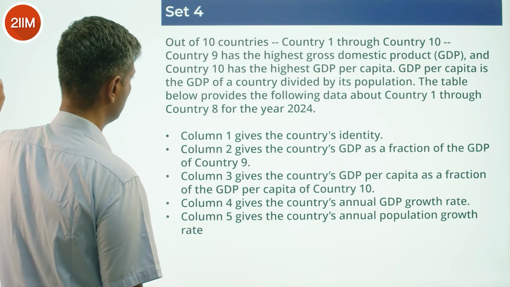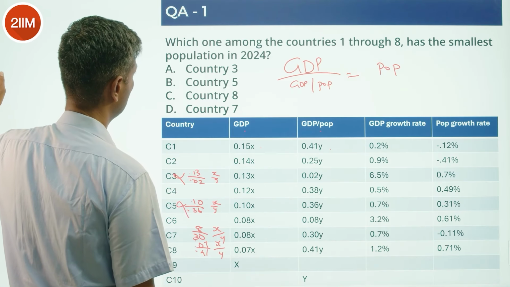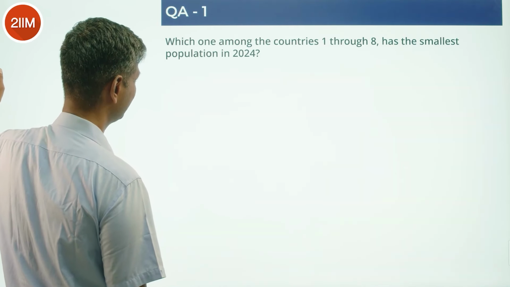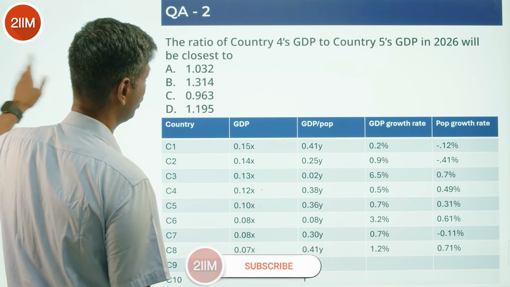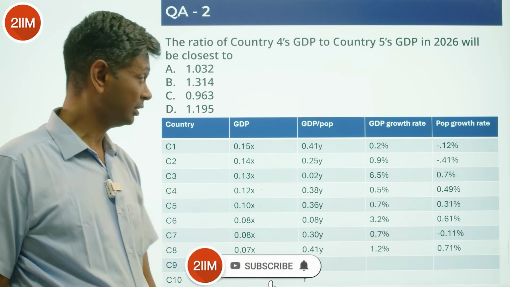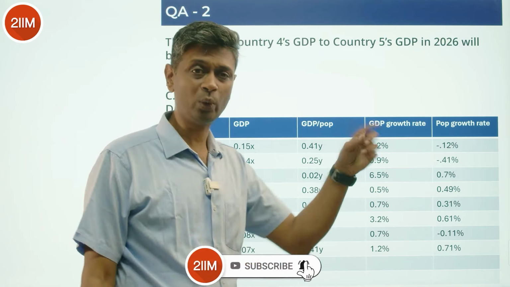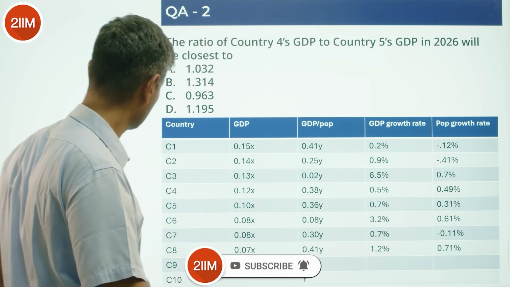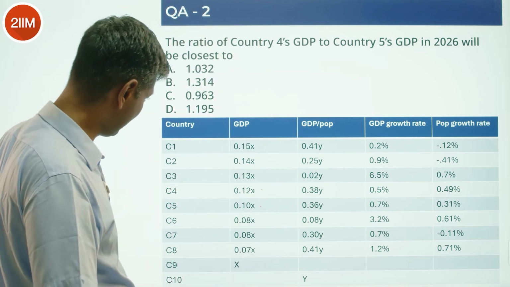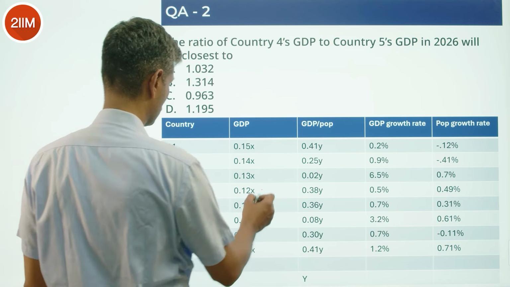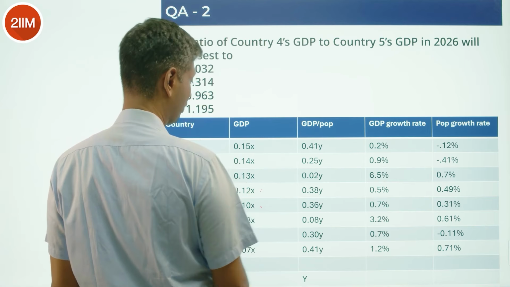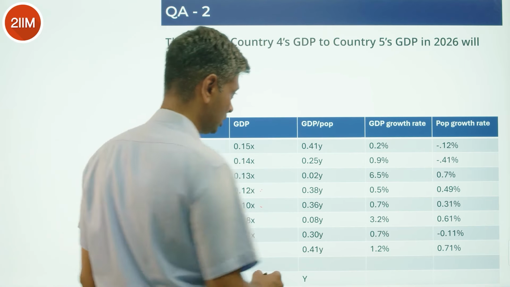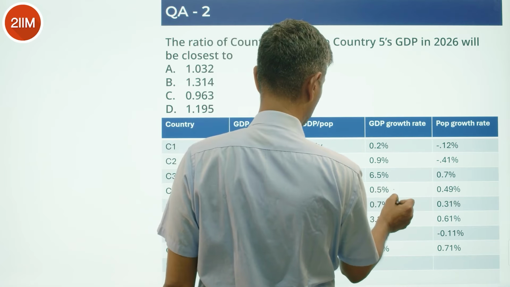Country 1 through for the year 2024. For the year 2026 is what we need to find the ratio. That means 2 more years. This is getting done twice over. The rates are constant. And so country 4 to country 5, this is 12 is to 10, 6 is to 5 to start with. This grows by 0.5, this goes by 0.7.